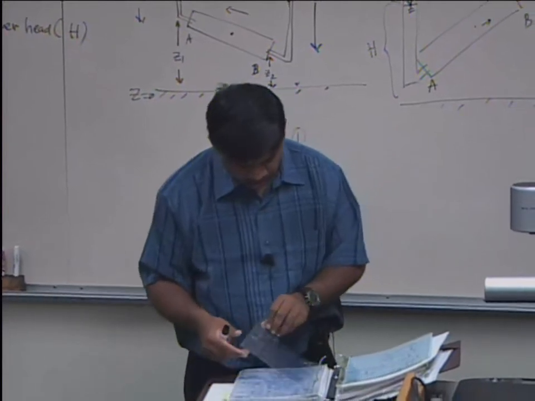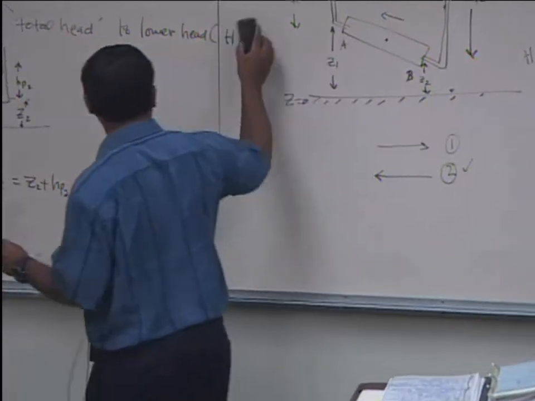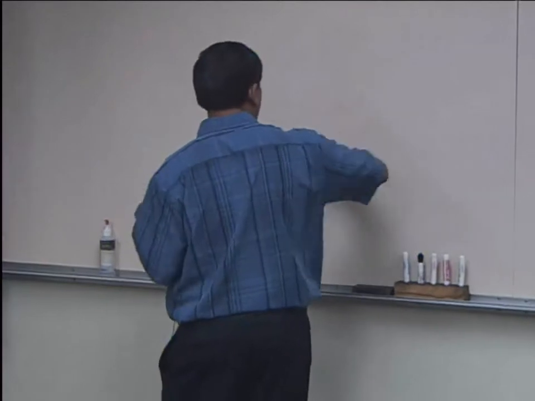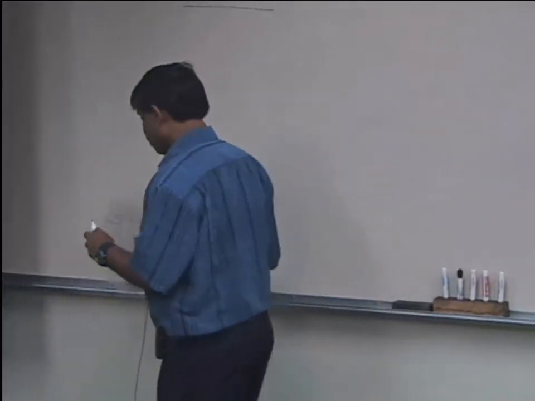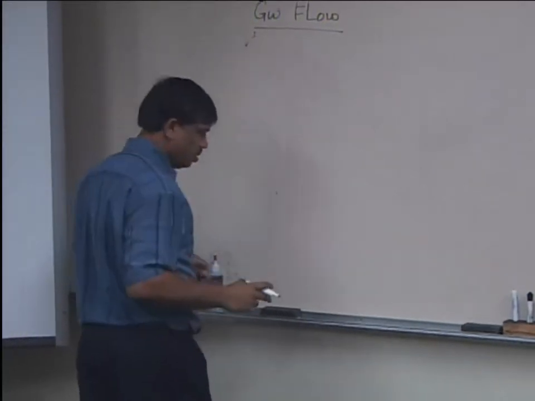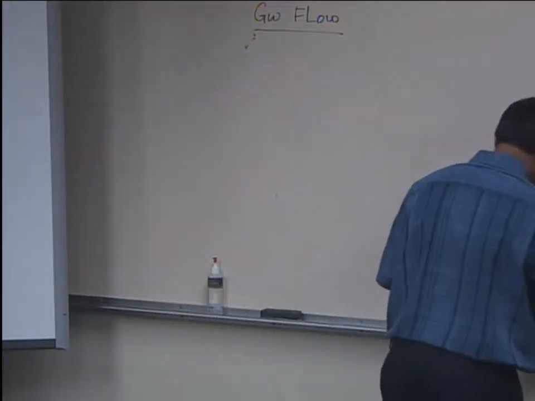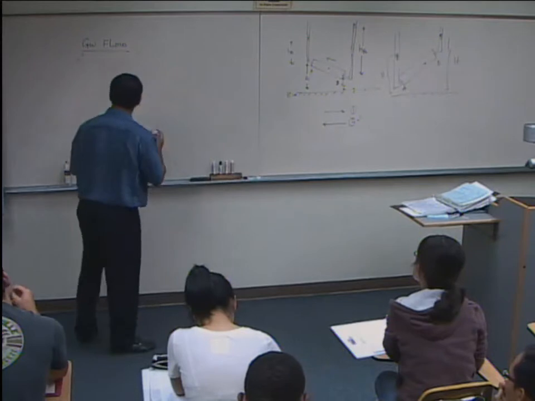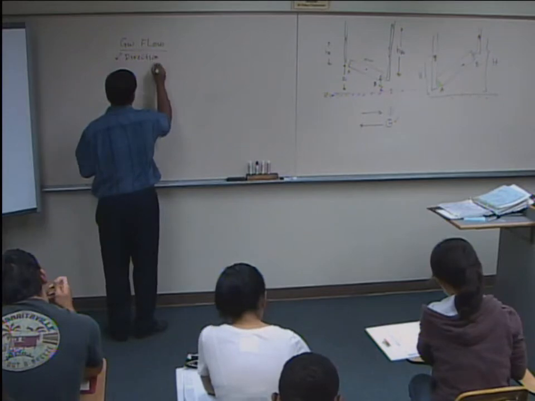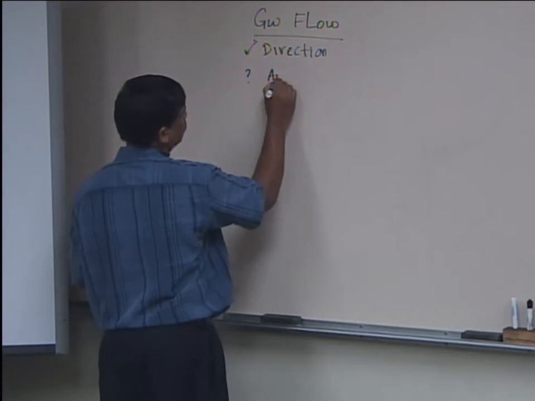Actually, we'll do a small problem later. So that reinforces the flow direction. We established which direction the flow will go. The next question is how fast it will go, right? So we solved the direction problem. The next question is the amount of flow.